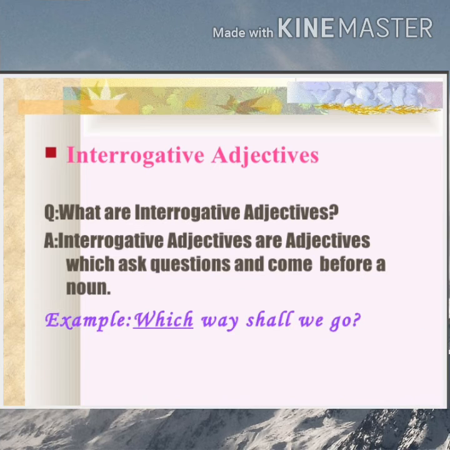Now let's see interrogative adjectives. Interrogative adjectives are adjectives which ask questions and come before a noun. Let's try to understand through the examples. Which way shall we go? Here the word which is called an interrogative adjective.